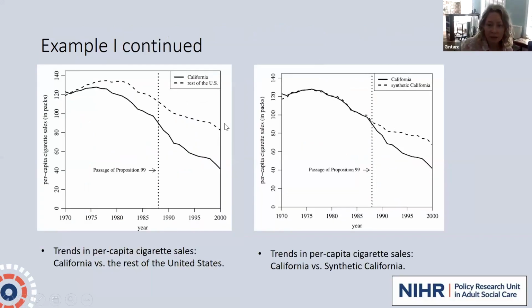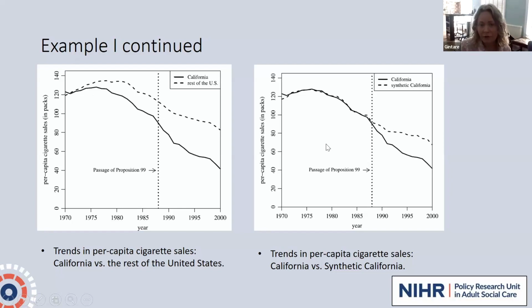There are 2 graphs of it here. On the left-hand side, it's a comparison between actual California, indicated by the solid line, and the rest of the US indicated by the dashed line. And you can see that per capita cigarette sales are considerably different between the two, even prior to the treatment, the start of Proposition 99 in 1988.